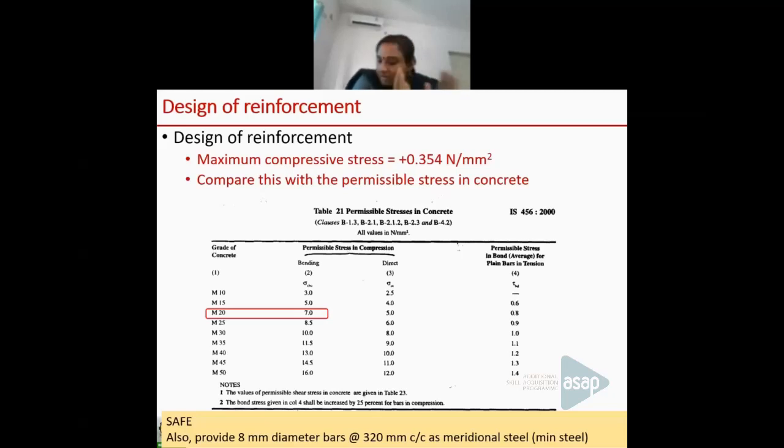Even if this concrete section is safe, we should give a minimum steel as the meridional steel. What it implies is that the thickness is sufficient to carry the compression in the meridional section. Even that is the case, we should provide a minimum steel as 0.15 percentage, because this is mild steel, 0.15 percentage of the cross-sectional area as the steel. So that is what 8 mm bars at 320 millimeters center to center is given as the minimum steel.